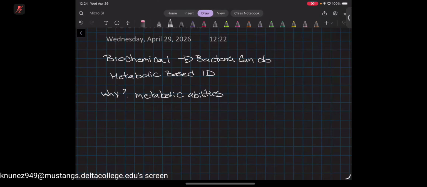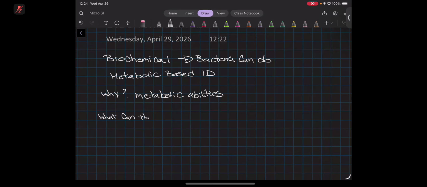So, meaning it's asking what can this bacterium break down? Does it use, ferment? Does it digest? Or does it produce?